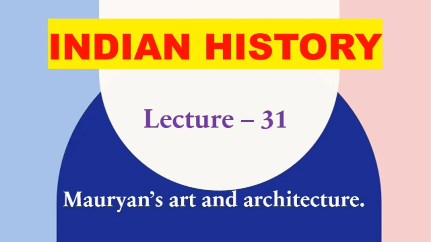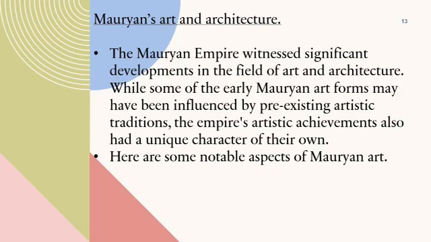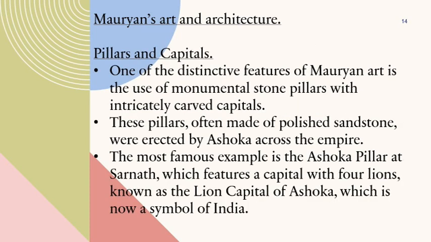Mauryans' art and architecture. The Mauryan Empire witnessed significant developments in the field of art and architecture. While some of the early Mauryan art forms may have been influenced by pre-existing artistic traditions, the empire's artistic achievements also had a unique character of their own. Here are some notable aspects of Mauryan art.